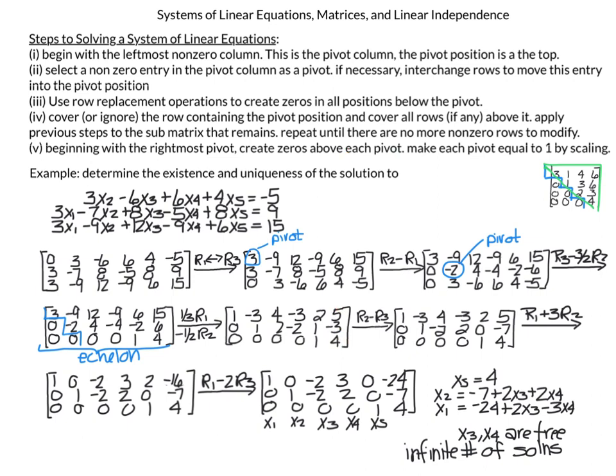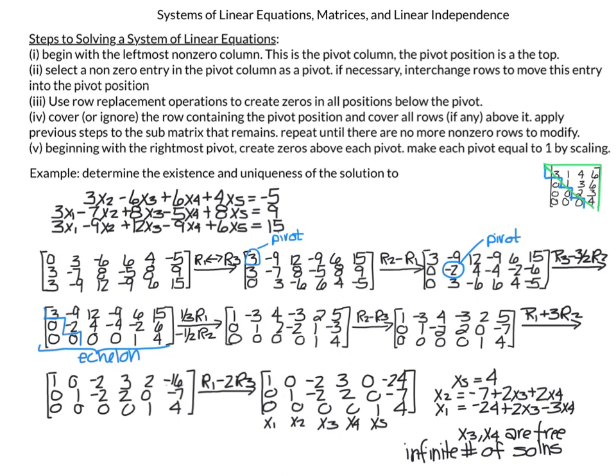So the rightmost pivot, so beginning over here. But the other thing, I think you can do this first, and I like doing this first because it gives me smaller numbers. Make each pivot equal to 1 by scaling. So here I've divided the first row by 3, and I divided the second row by -2 so that I get my 1s at my pivot points, and now I have smaller numbers to work with.